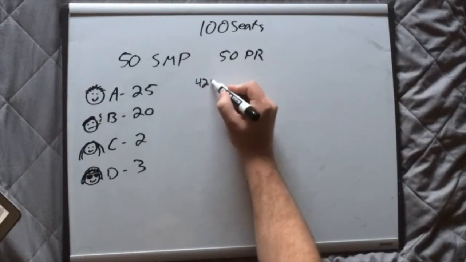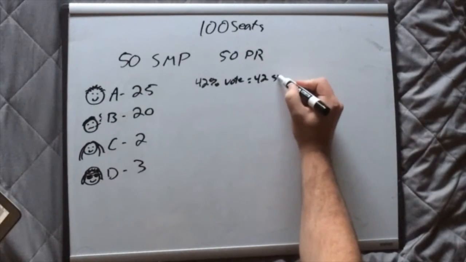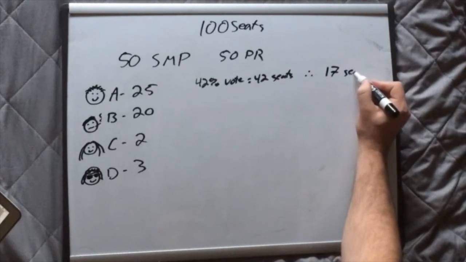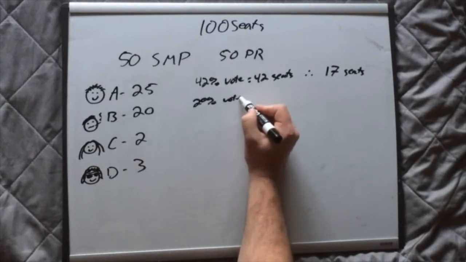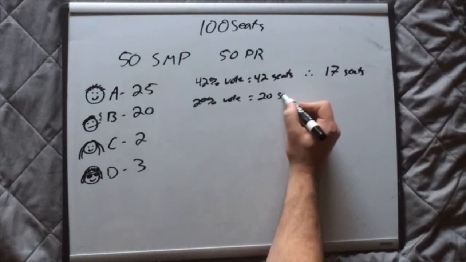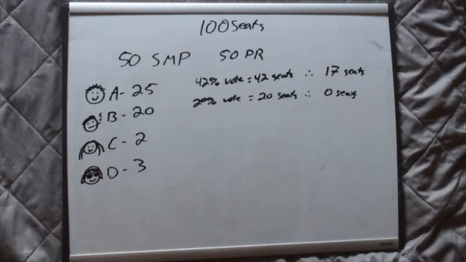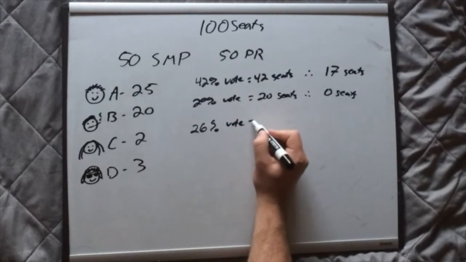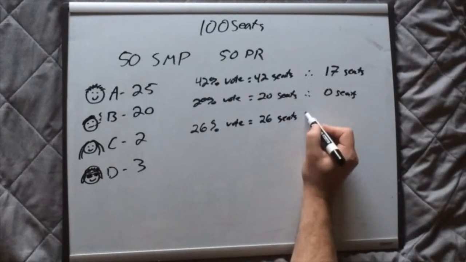We've established that Party Alpha got 42% of the vote. Since our legislature has 100 seats, this translates to 42 seats, and therefore Party Alpha will receive 17 of the top-up seats available. Party Bravo got 20% of the vote, which means 20 seats, and therefore will receive none of the top-up seats available. Party Charlie got 26% of the vote, which means 26 seats, and will therefore receive 24 top-up seats.